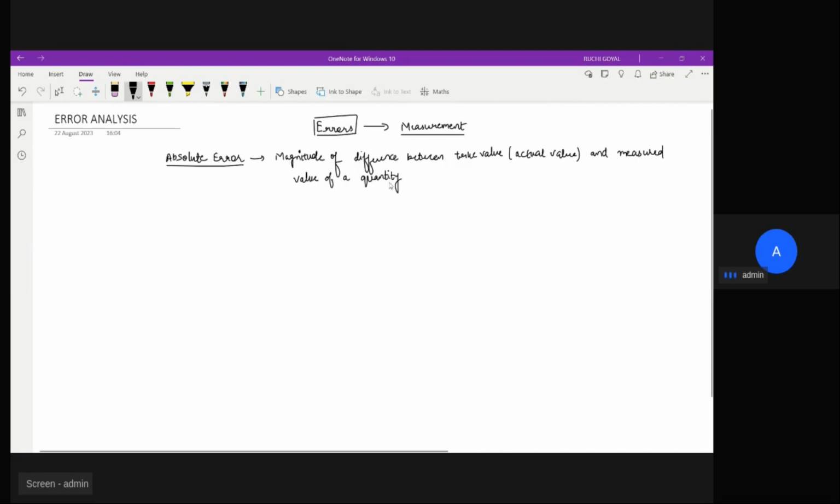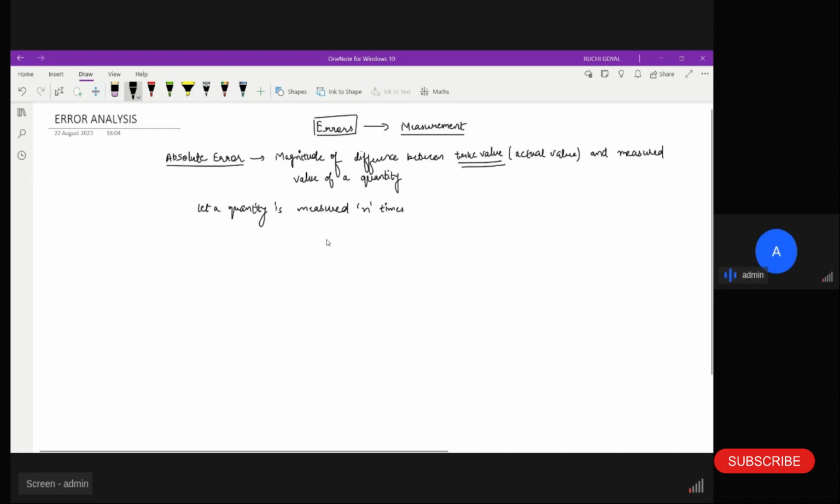For the absolute error, we have to find the true value, right? This is the true value. So how will we calculate the true value? It is the mean value. We all know how to find the mean of some values. Suppose a quantity is measured n times, right?